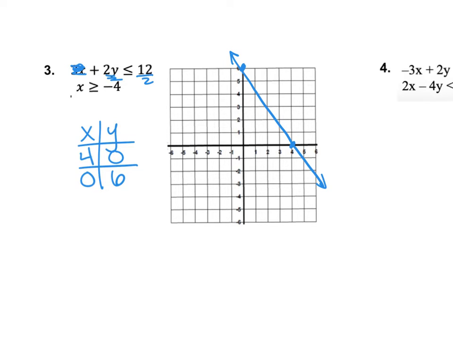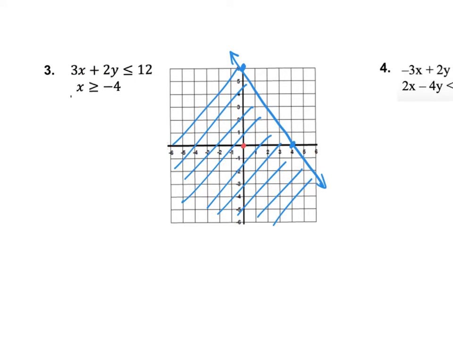All right, so now we have to determine, because this one we have not solved for y, so we do need to test that point. Let's do this right here. And now I'm going to plug in 0, 0, and is 0 less than or equal to 12? Yes, 0 is less than or equal to 12, so we know that we're going to shade going in this direction here.